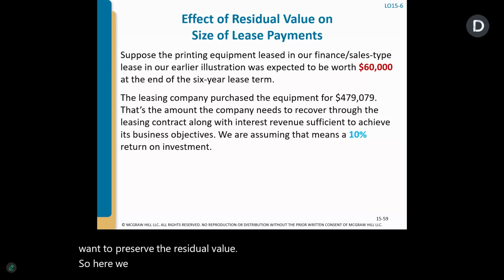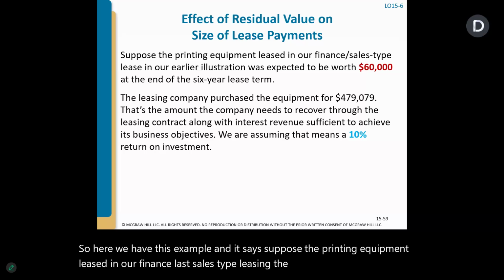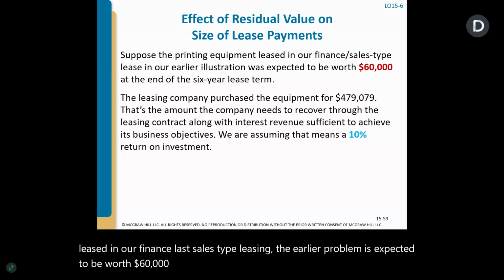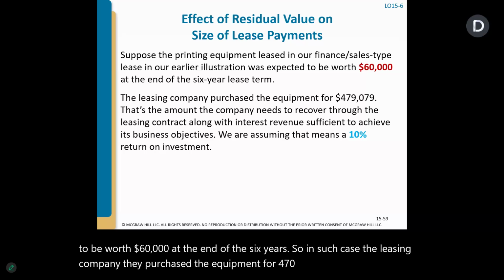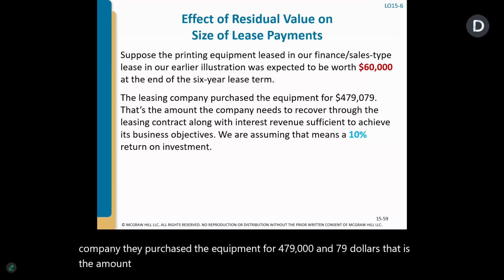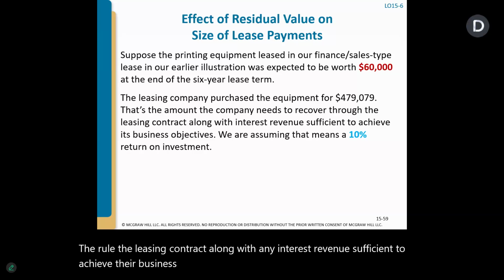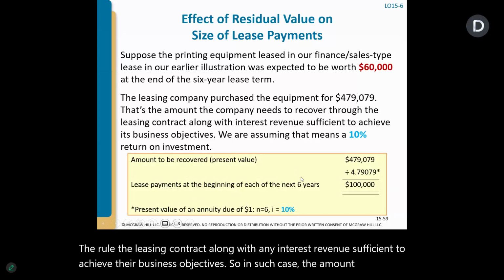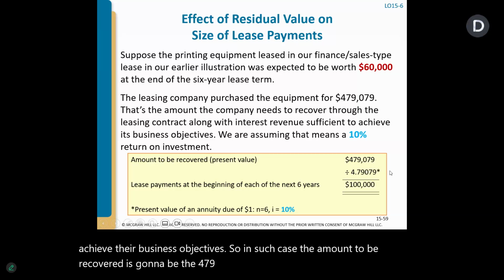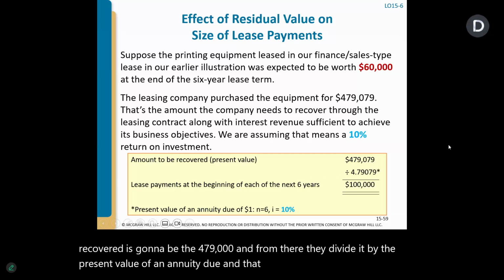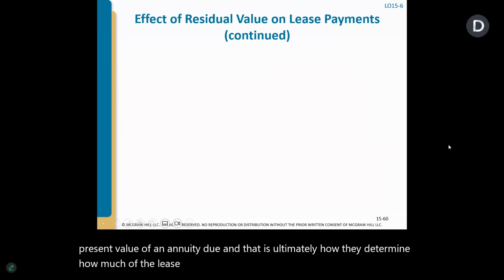So here we have this example, and it says, suppose the printing equipment leased in our finance/sales type lease in the earlier problem is expected to be worth $60,000 at the end of the 6 years. In such case, the leasing company purchased the equipment for $479,079. That is the amount that the company is going to need to recover through the leasing contract, along with any interest revenue sufficient to achieve their business objectives. So the amount to be recovered is going to be the $479,000. And from there, they divide it by the present value of an annuity due. That is ultimately how they determine how much the lease payments need to be.